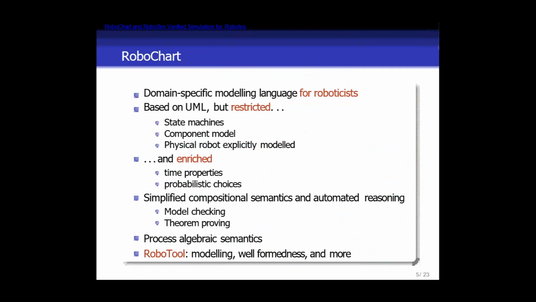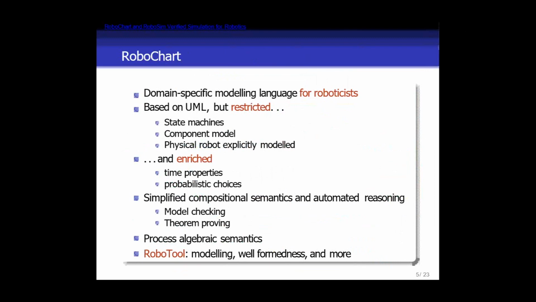So RoboChart then is a domain-specific modeling language specifically for use by roboticists, not by academics such as me. It's based on UML, but it's restricted. It only has some of the diagrams. It has state machines and component models, and the physical robot is explicitly modeled. It's also enriched with timing properties and probabilistic choices. I'll talk more about those a little later.